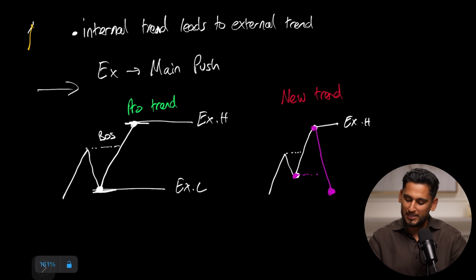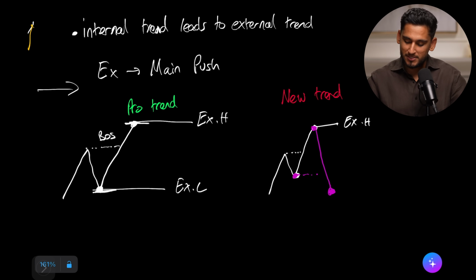We have now made a lower low. So let's get some clarity in this. The previous external range remains, and now we have found a new bottom, and that is our new external low. And that new external low took out the previous external low, and therefore we had a break of structure.